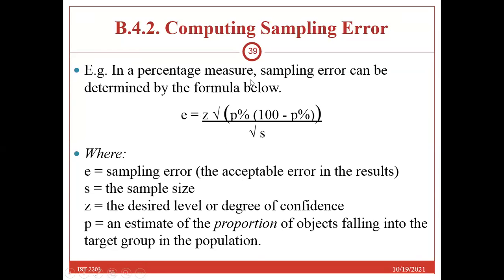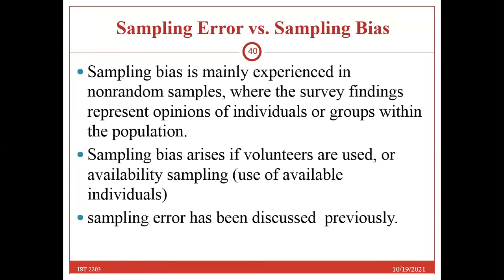Now I'll allow you to take some time and see whether if you just get the square root, you can get E from the other equation, but that is how you calculate sampling error for proportions.